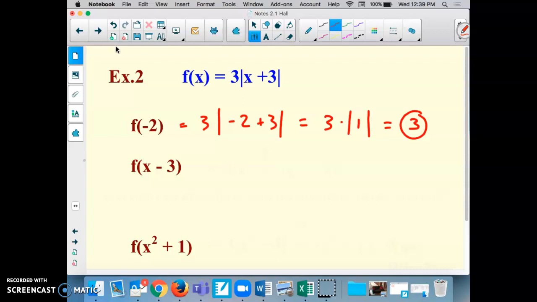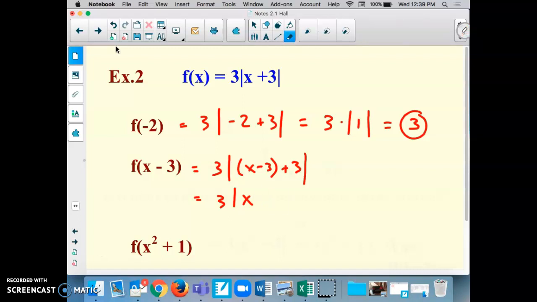Now x minus 3. So this will equal 3 times the absolute value. In the place of x, I'm putting x minus 3 plus 3, absolute value of that. Now I have the absolute value of x plus 0, which is still just x. So I now have 3 times the absolute value of x.